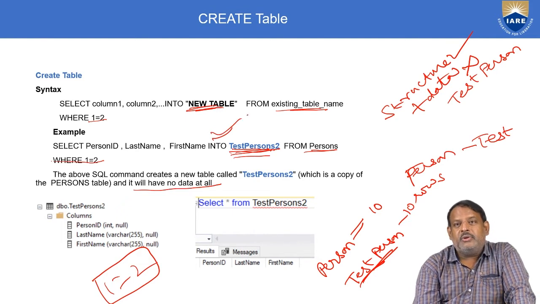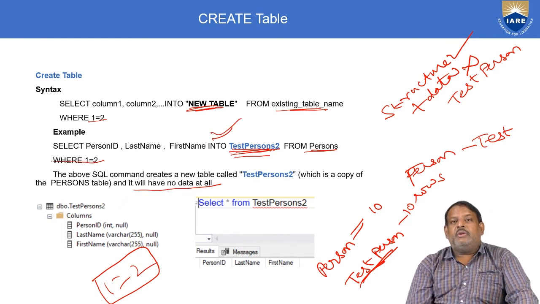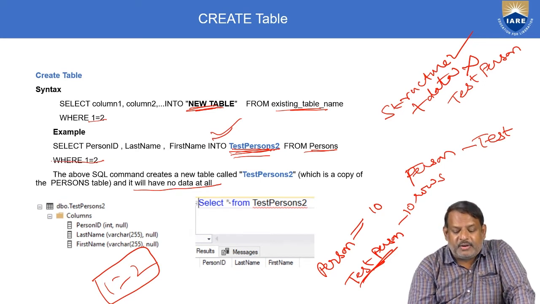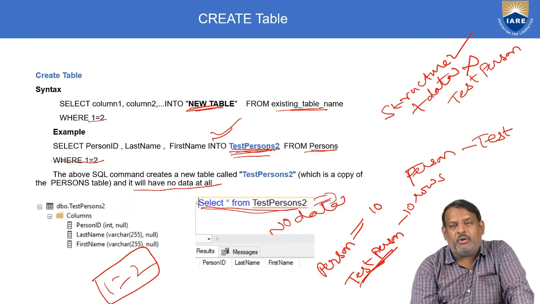But we're also using a false condition where 1 is equal to 2. When 1 is equal to 2, it is not a valid condition. It means your data will not be copied. Only the structure of the database will be copied. If we say select star from test persons, you will not see any data. No data is found because you have used a false condition.